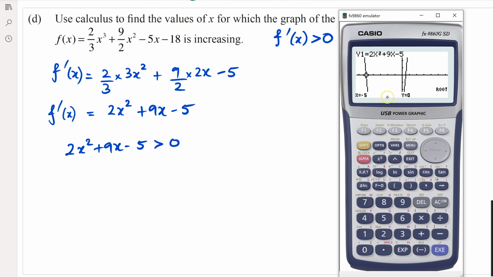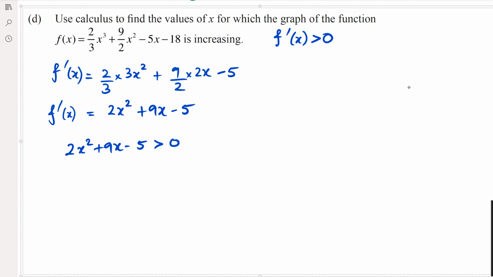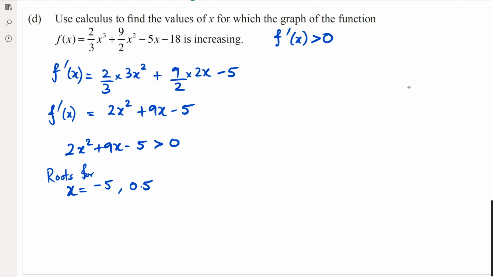Once you get those 2 points, remember those 2 points, x equals -5 and x equals 0.5. So I'm going to go back here, and I'm going to write down somewhere that x is equal to -5 and 0.5. Okay, but that's not the answer though. This is just roots. So I might even go along and say something like roots for 2x squared plus 9x minus 5 equals 0 is this thing.